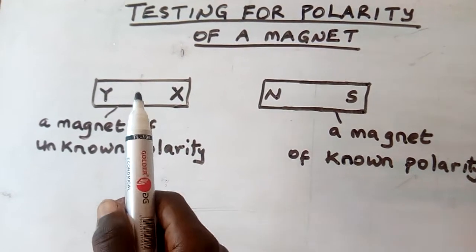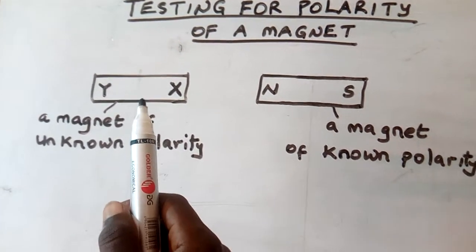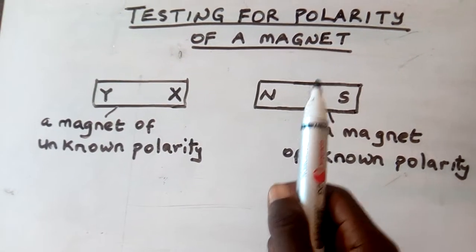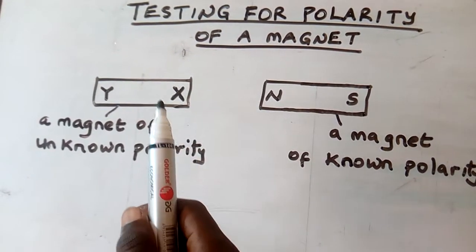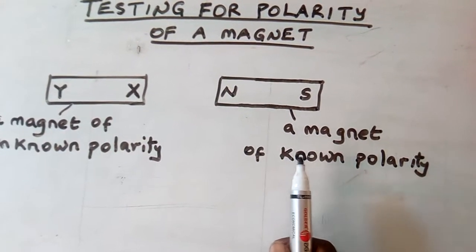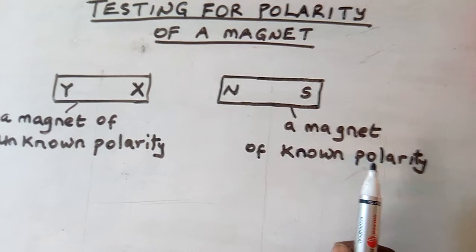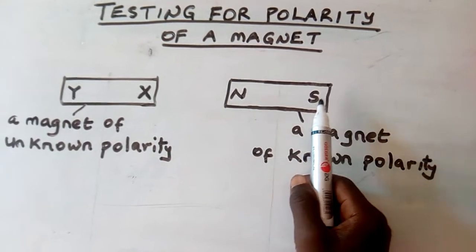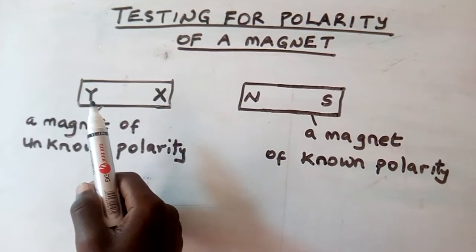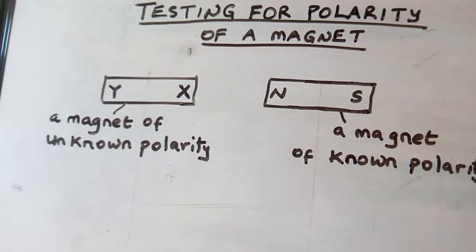This time you need a magnet whose poles are known. So you use the one whose poles are known to help you know the ones whose poles are not known. So this magnet is called a magnet of a known polarity. The polarities are known, the poles are known, south and north. But here we don't know X, we don't know Y. So what do you do in this case?